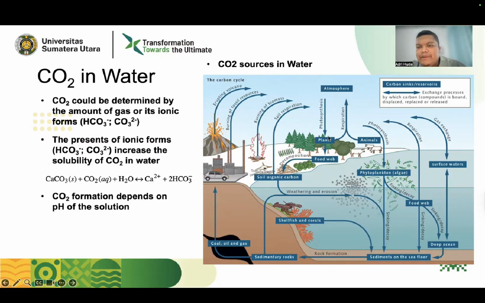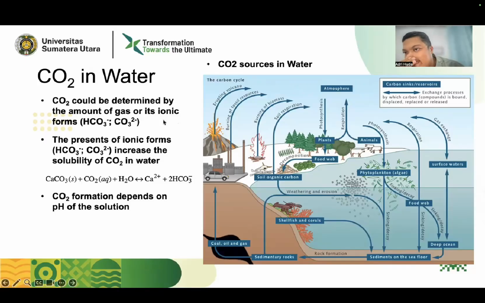So the carbon dioxide is specifically in the atmosphere, and then it reacts with water. It will form carbonic acid, and then the carbonic acid, when it drops into the ocean and reacts with the seawater, makes the seawater lower in pH, because again the carbonic acid solution is typically an acid solution that can form a lower pH in the seawater. The carbon dioxide here could be determined by the amount of gas or its ionic form.